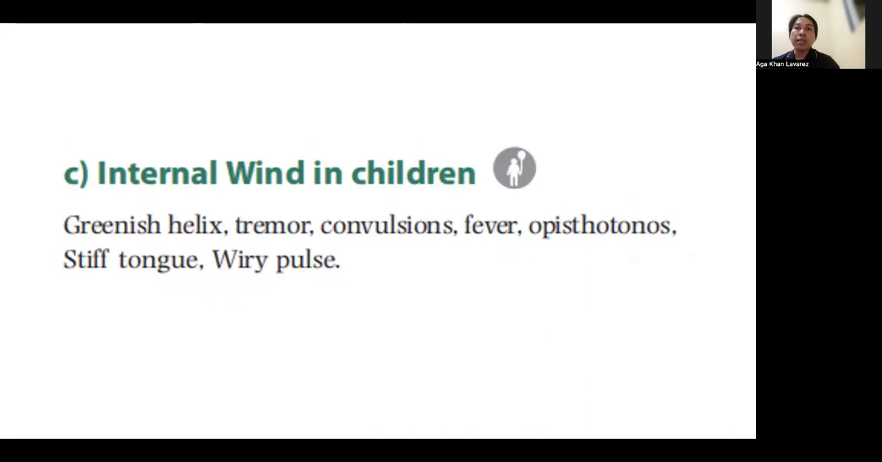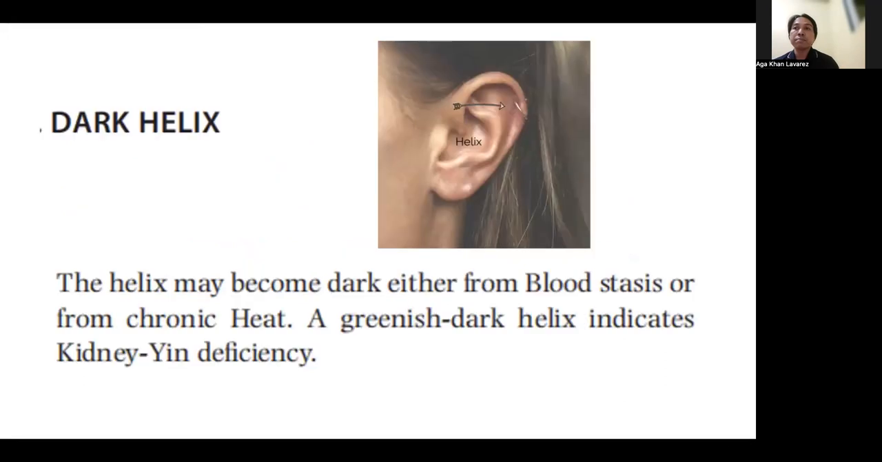Internal wind in children. Letter C, greenish helix, tremor, convulsion, fever, opisthotonos, stiff tongue, and the pulse is wiry.